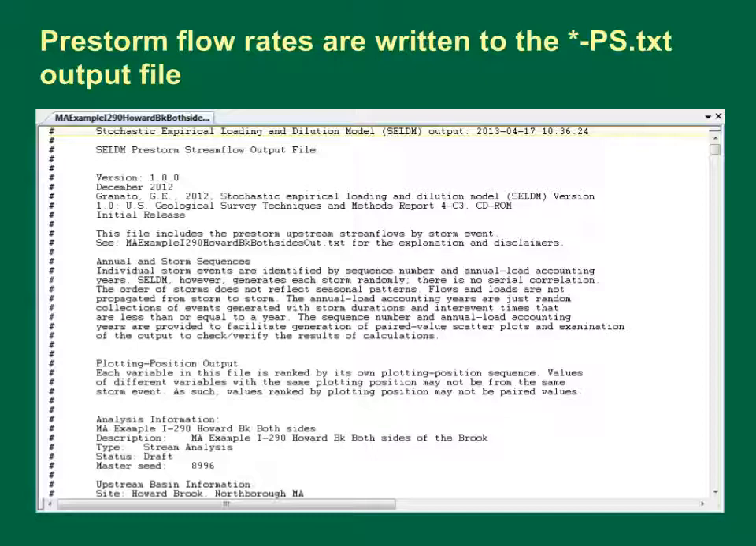SELDM, however, generates each value randomly. There is no serial correlation. The order of the storms does not reflect seasonal patterns.